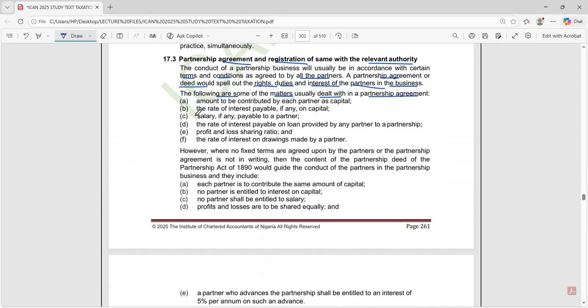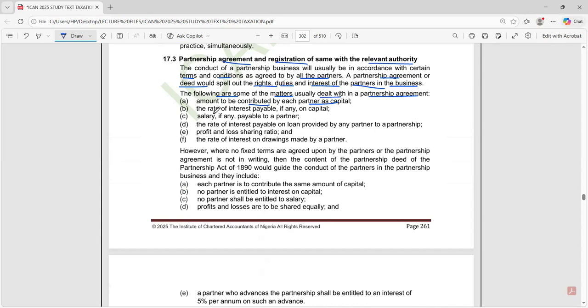Number 1, it will contain the amount to be contributed by each partner as capital. Note that in a partnership business, not everybody contributes capital. Some people contribute capital, some people contribute skill. It's usually a combination of both capital and skill. So where capital is involved, the partnership agreement will state how much each partner has contributed.